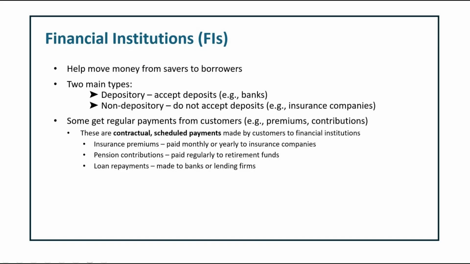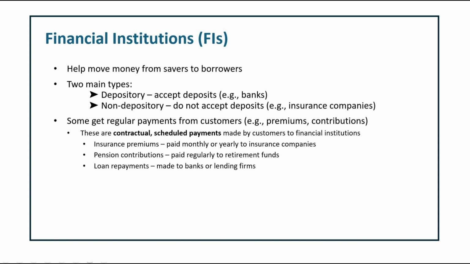Let's take a look at financial institutions, or FIs. These institutions help channel money from savers to borrowers, playing a key role in the financial system. There are two main types. Depository institutions, like banks, which accept deposits from the public. Non-depository institutions, like insurance companies, which do not take deposits, but offer other financial services.